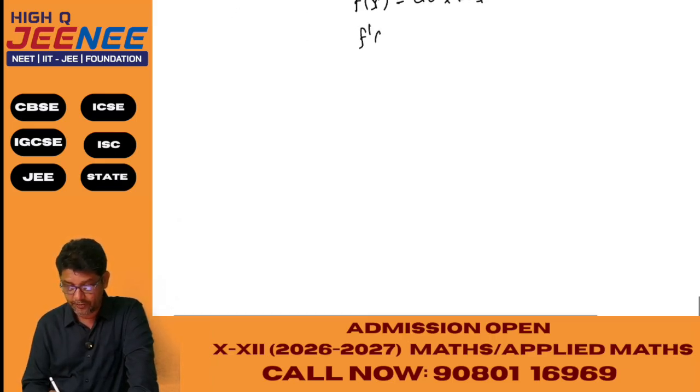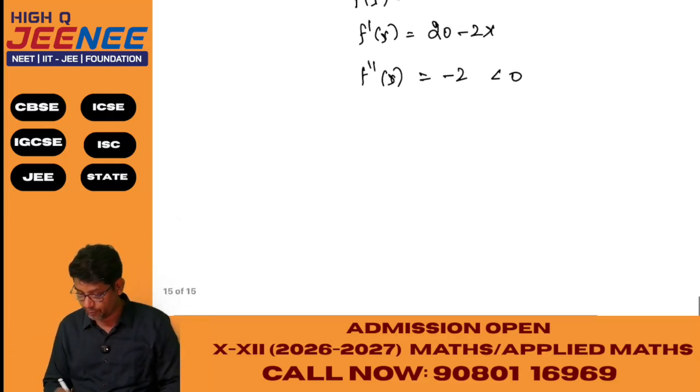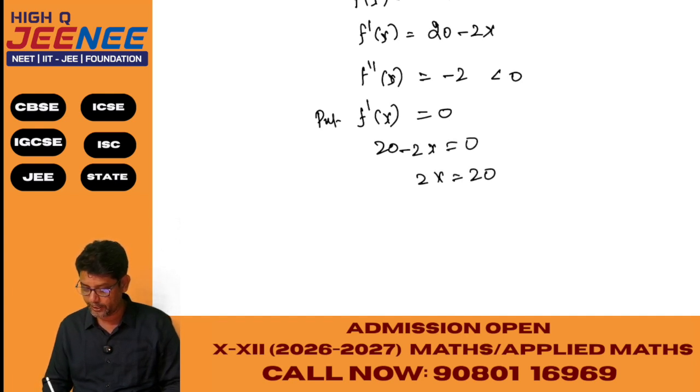Now, f dash of x is equal to 20 minus 2x. f double dash of x is minus 2, which is less than 0, so it is always going to be a maximum. Now find the critical point. Put f dash of x equal to 0. So 20 minus 2x is equal to 0, so 2x is equal to 20. What is x? x is equal to 10.